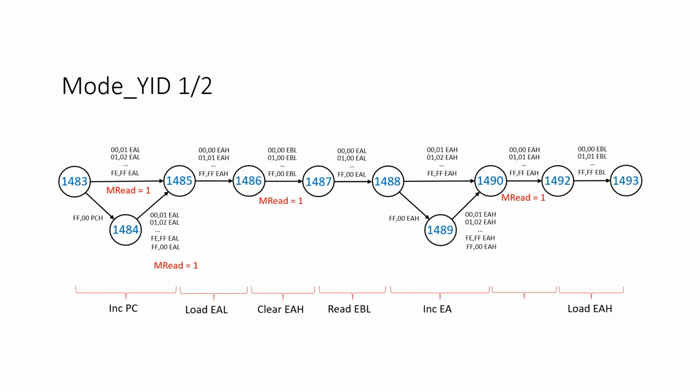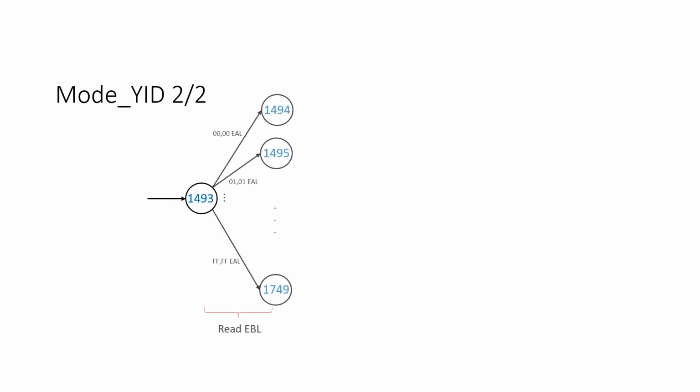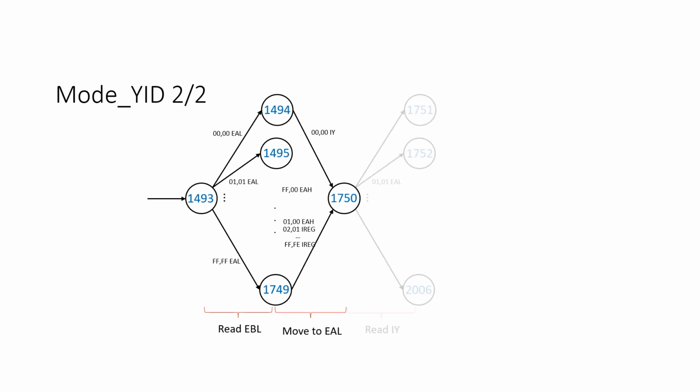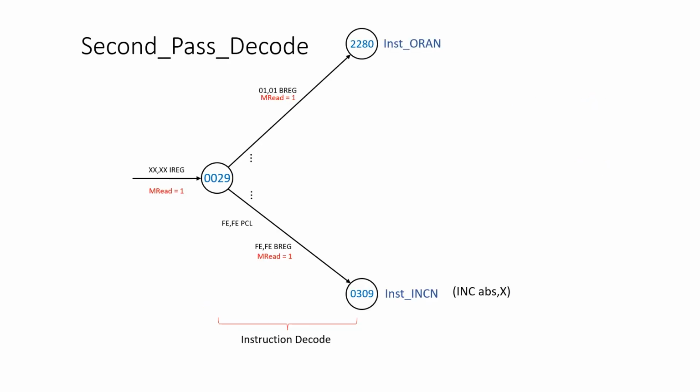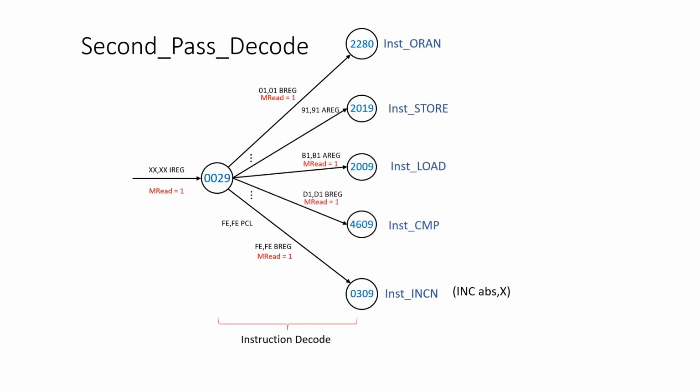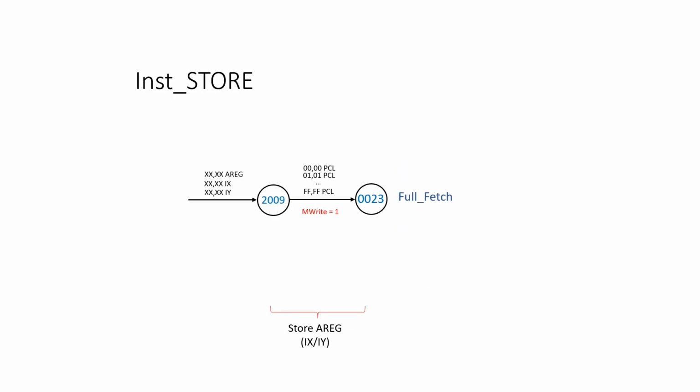This is quite a big state machine, so now I need to move over to the next page, but I'm still on state 1493. I want to transfer the contents of EBL into EAL. So first, I convert the value of EBL into a state. Then based on that state, I write into EAL. Then I read index Y and convert that into a state. By using the state number, I can effectively add index Y to EAL. Then I update second pass decode as I've done previously, and instruction store stays the same.